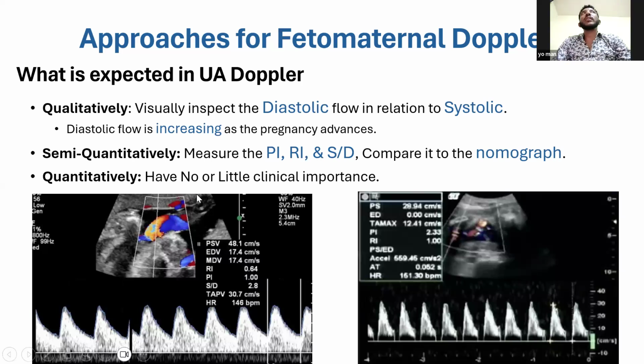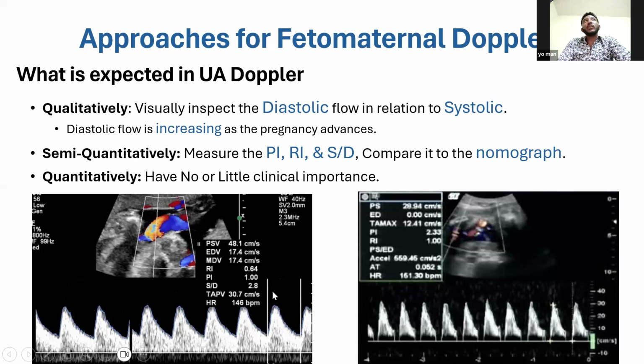Quantitatively, it has no or little clinical significance, or it has no or little clinical importance. For example, getting an accurate assessment of peak systolic velocity and adjusting the angle in the umbilical artery is not that important, okay? The main thing is the ratio.